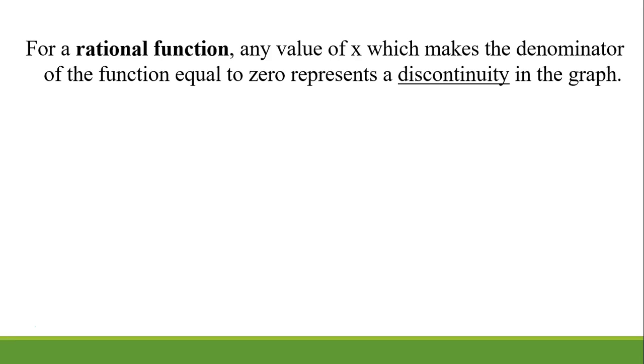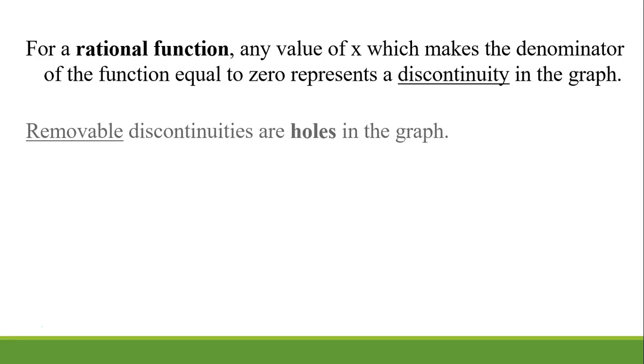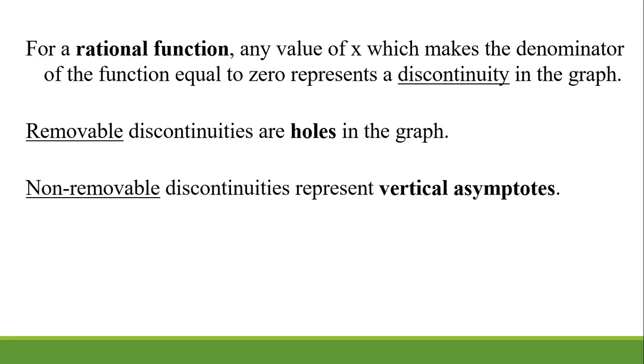Now if we happen to have values of x which make the denominator of the function equal to 0, those values will represent a discontinuity in the graph. There are two kinds of discontinuities. One is called a removable discontinuity, which represents a hole in the graph, and the other is a non-removable discontinuity, which represents a vertical asymptote in the graph.